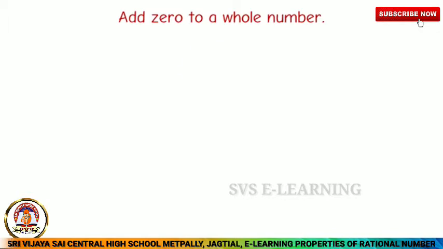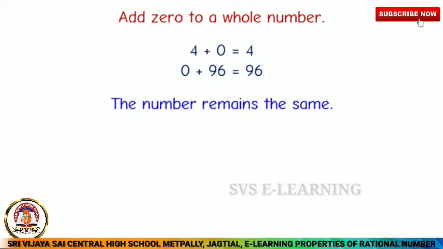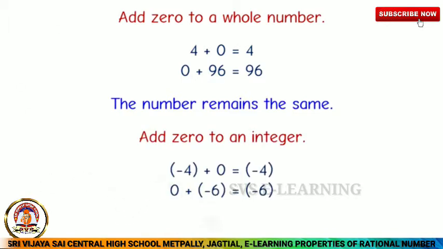Add 0 to a whole number. 4 plus 0 is equal to 4. 0 plus 96 is equal to 96. The number remains the same. Add 0 to an integer. Minus 4 plus 0 is equal to minus 4. 0 plus minus 6 is equal to minus 6. The number remains the same.